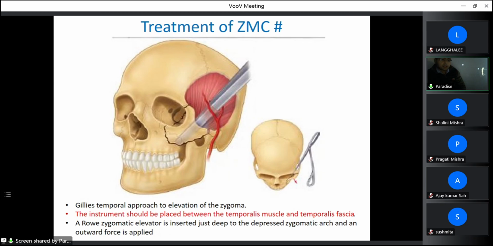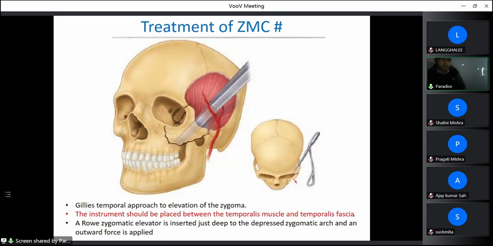The Gillies temporal approach is used to elevate the depressed zygomatic bone fracture. The instrument should be placed between the temporalis muscle and the temporalis fascia. The Rowe zygomatic elevator is inserted just deep to the depressed zygomatic arch and then outward force is applied. In the Gillies temporal approach, the incision is given in the temporal area. The instrument is inserted through the two terminal branches of the temporal artery, and you have to place your instrument between the temporalis muscle and the temporalis fascia.